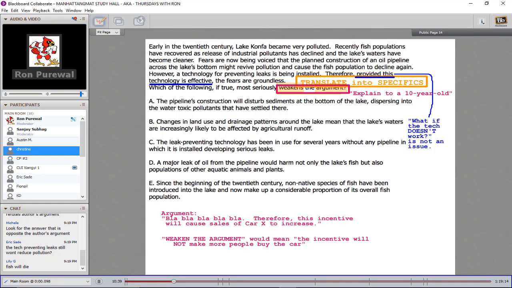So what do we need? Well, we need a reason why pollution would not go down. Or like why pollution would actually increase. Because their argument is it won't increase, even if we lay down a leak-proof pipe.